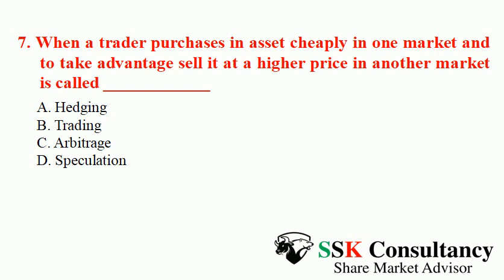Seventh question. When a trader purchases an asset cheaply in one market and to take advantage sells it at a higher price in another market is called A. Hedging. B. Trading. C. Arbitrage. D. Speculation. The answer is C. Arbitrage.